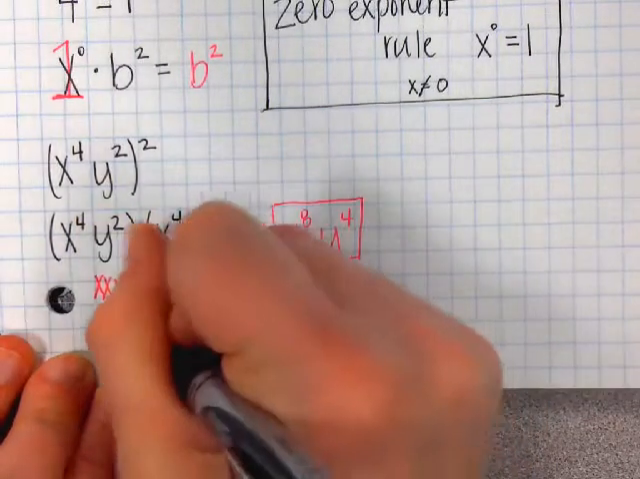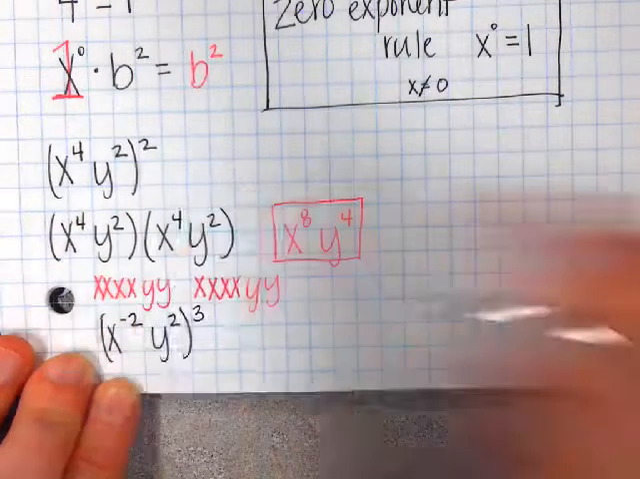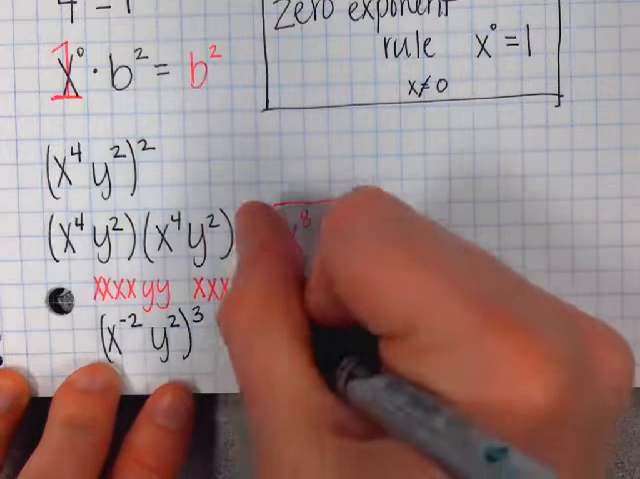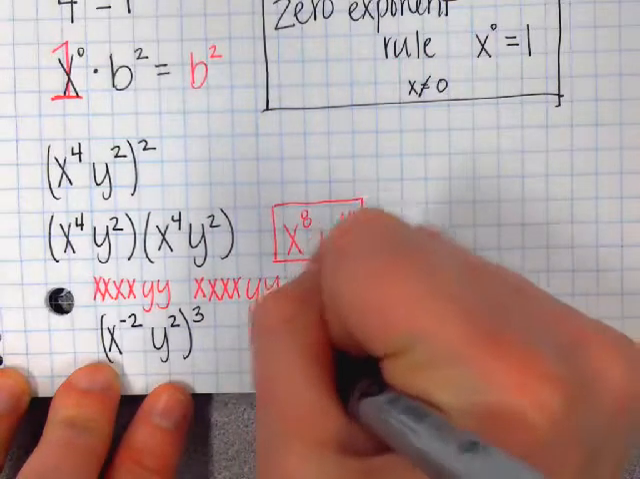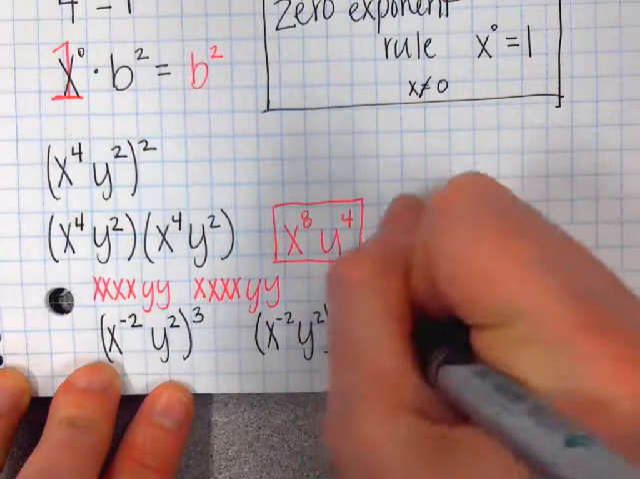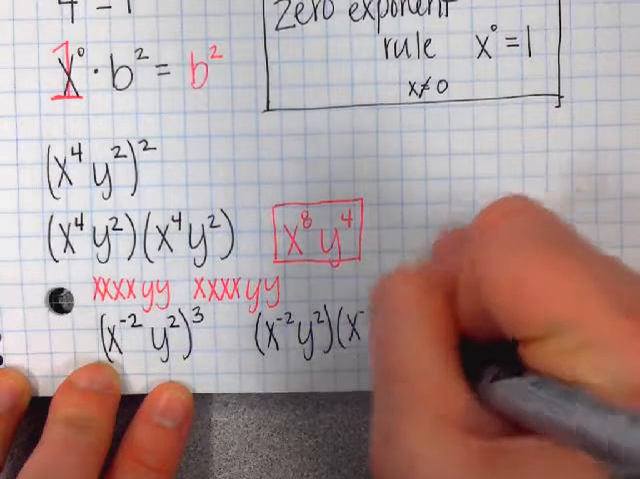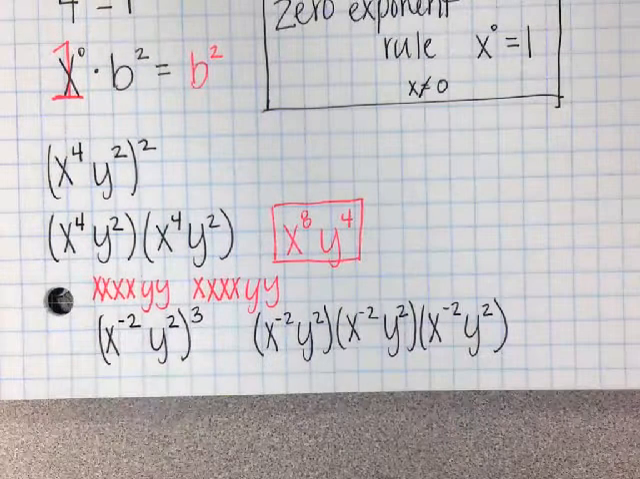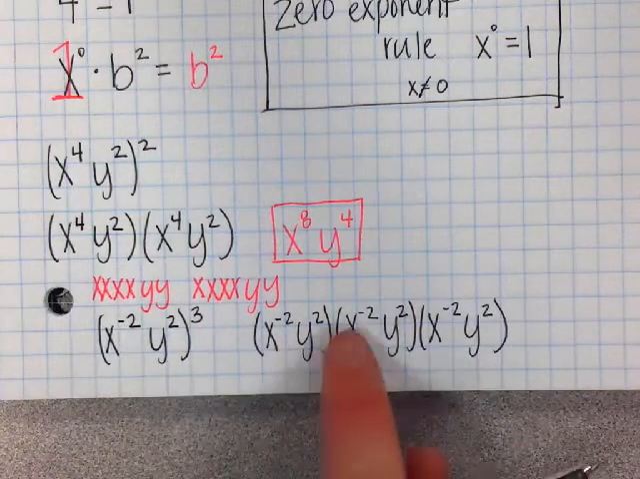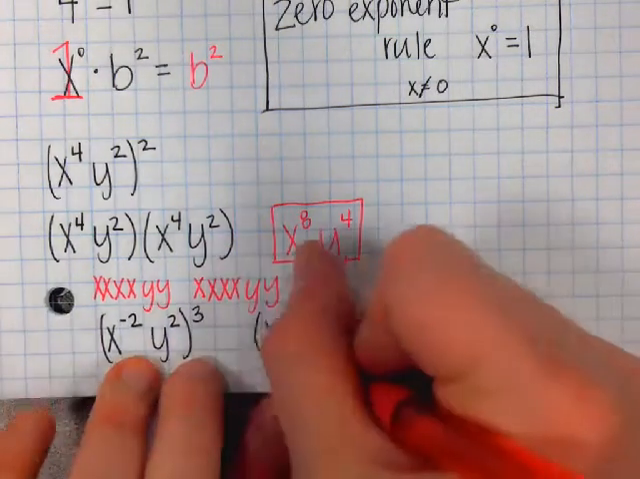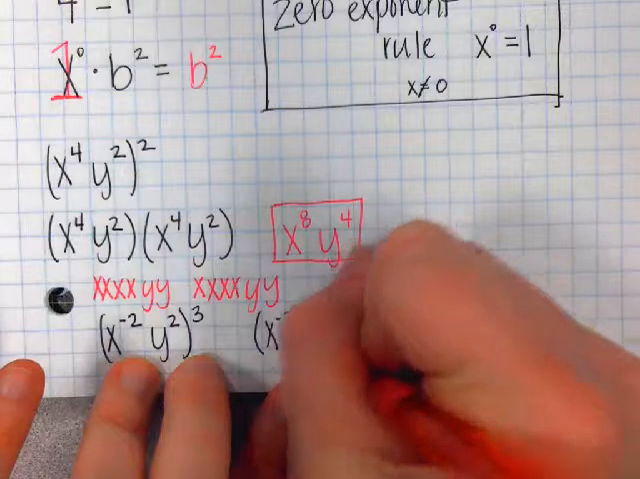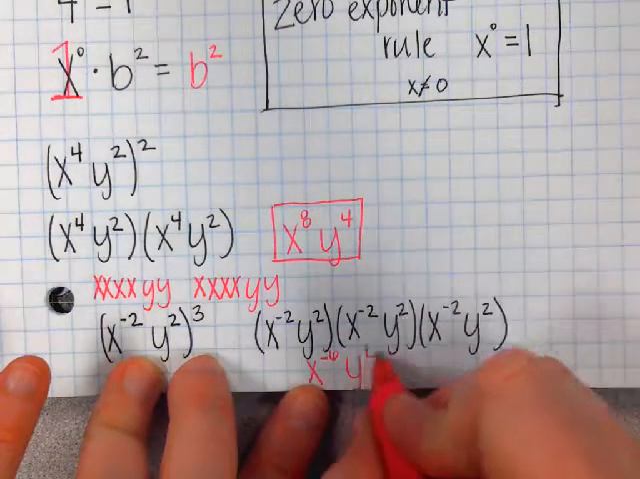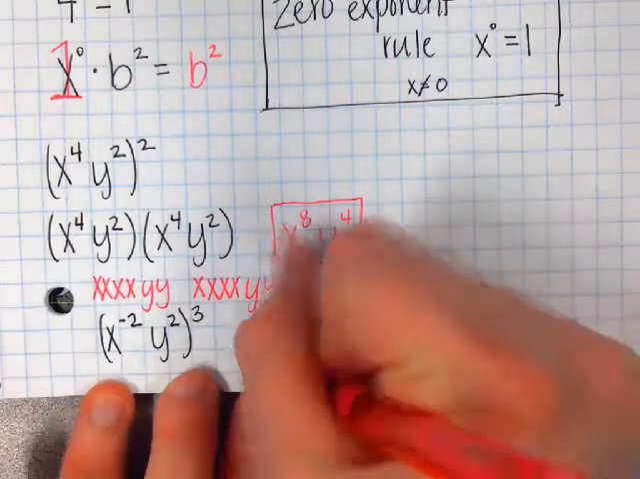So it would be if we have x to the negative 2, y squared, cubed. So we actually have 3 of these parentheses, so it'd be x to the negative 2, y squared, x to the negative 2, y squared, and x to the negative 2, y squared. So 1, 2, 3, 4, 5, 6 x's, but they're all negative, and then y, 1, 2, 3, 4, 5, 6.